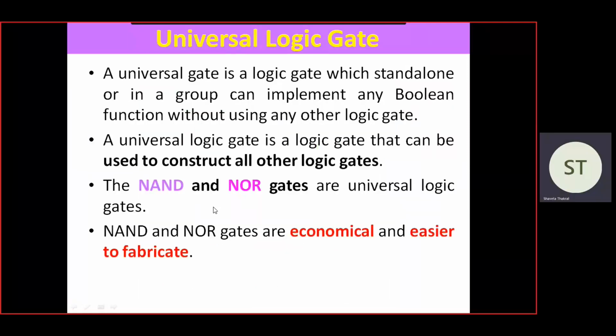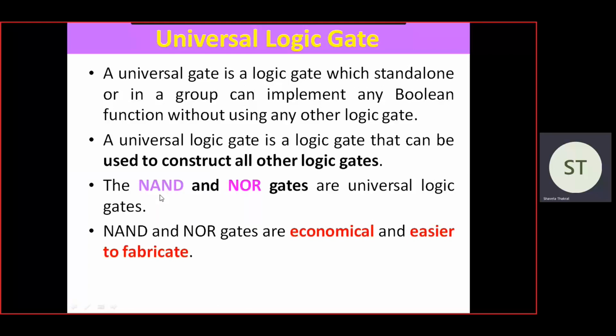So how do we define a universal logic gate? Basically, a universal logic gate is a gate which, standing alone or in a group, can implement any of the big or complex Boolean functions without using any other logic gate. So with the help of a universal logic gate, we can construct all the other logic gates. We have two universal logic gates, that is NAND gate and NOR gate.